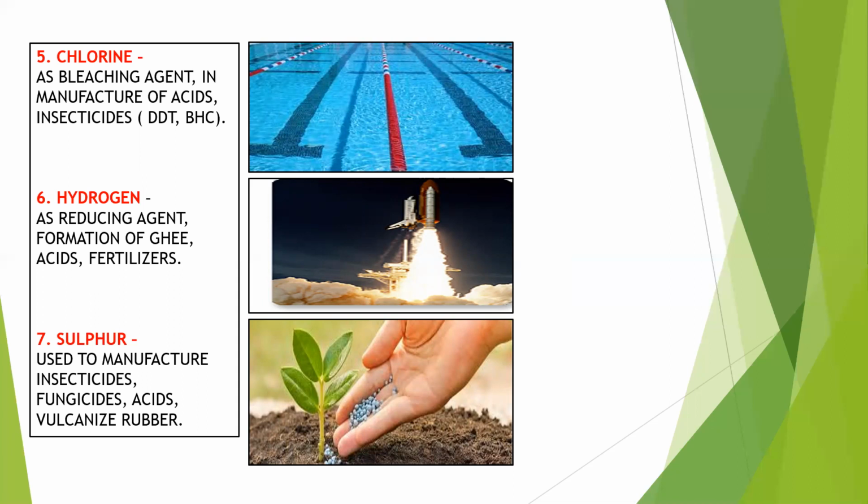It is used as a disinfectant for sterilizing both drinking water and swimming pools, as a bleaching agent for rough and hard fibers like jute and cotton, and in manufacture of chemicals like insecticides like DDT and BHC. DDT means dichloro-diphenyl trichloroethane. This is one of the insecticides which is used to kill insects, and BHC is benzene hexachloride, which is another insecticide to kill insects.